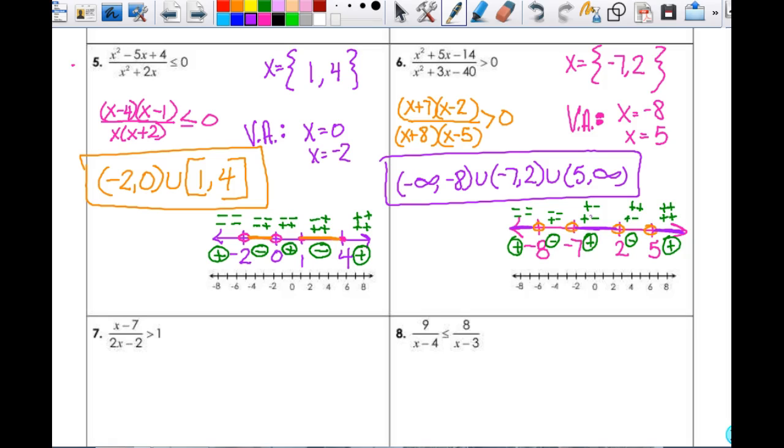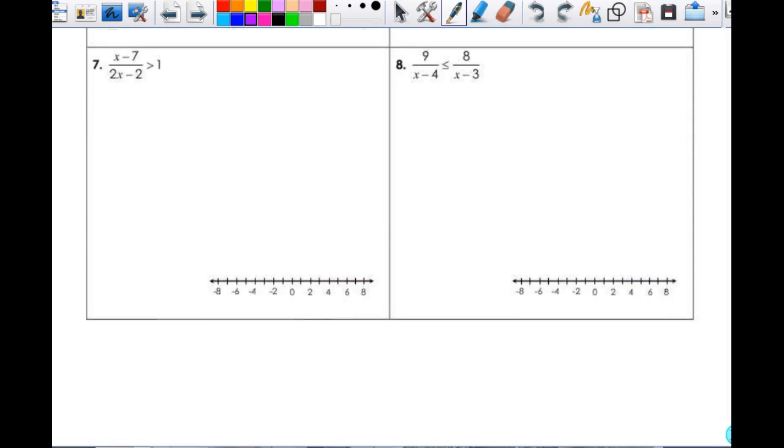Okay, anything else? All right, so we're going to look at 7 and 8 because these are not solved for 0, and we got to make sure we can actually do this correctly, accurately. So when I need 0 to be over here, that means I need (x minus 7) over (2x minus 2) minus 1 is greater than 0. And I can't just leave it like that. I got to put it all together in one ratio because it's a rational function.